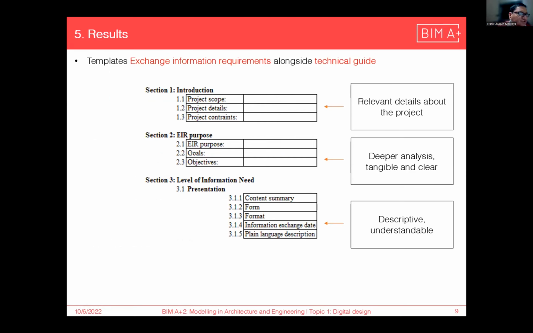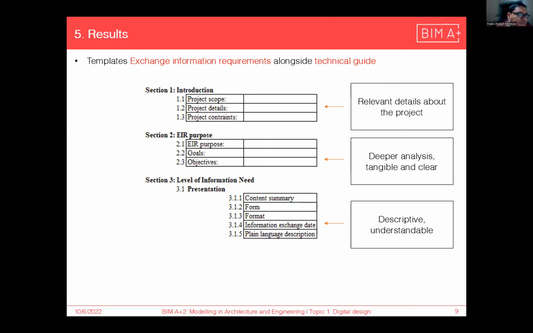Then in section 2, there is an analysis about the purpose of the information requirements. So the question to answer is why is that particular information asked. Then it goes from a general purpose to a deeper analysis by decomposing it in goals and objectives, considering that an objective is more tangible than a goal.